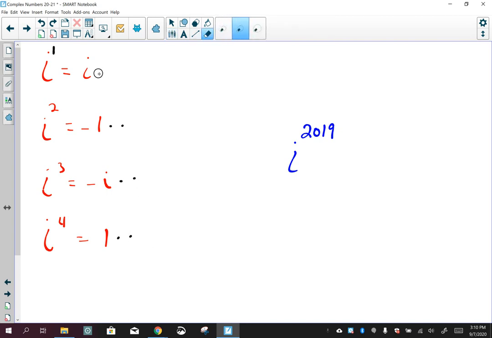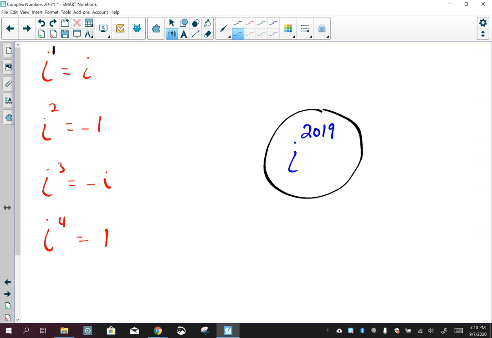Now, when you take the ACT or the SAT or any other type of college entrance exam, there might be a question that you might see on there that looks like this: i to the 2019 power. Basically, what that's asking you is which one of these four answers that are right here is going to be the answer to this, because there's only four possibilities to this. So how do we figure this out?